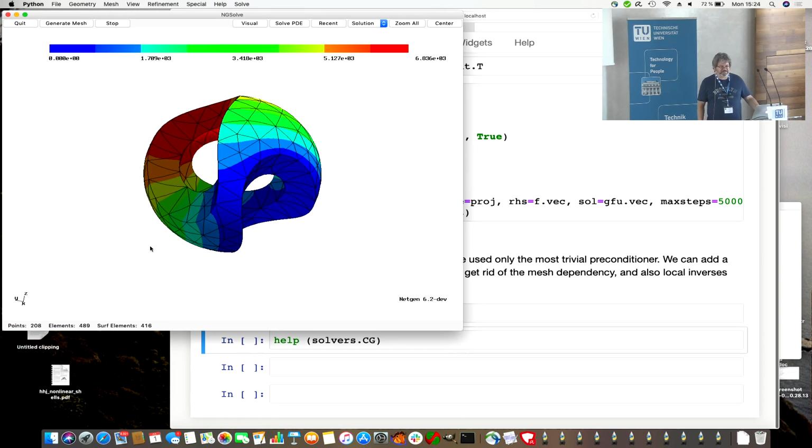Questions so far to this part, to the last step? If not, then it's a perfect time for the break now. And we come back at 4 for Christoph's presentations. Thank you.